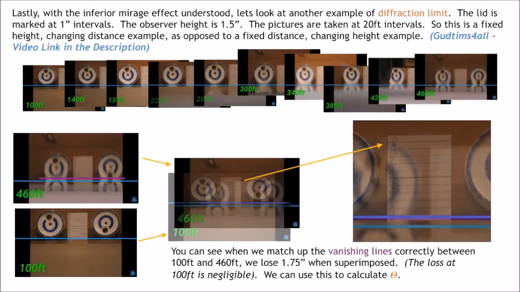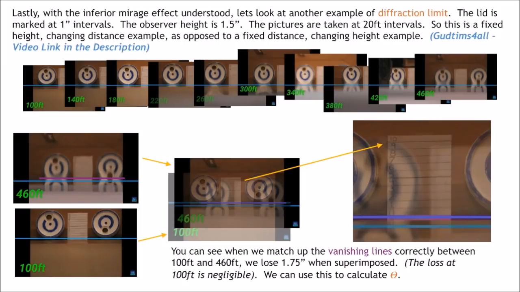Lastly, with the inferior mirage effect understood, let's look at another example of diffraction limit. The lid in this example in a warehouse is marked at 1-inch intervals. The observer height is 1.5 inches. The pictures are taken at 20-foot intervals. So this is a fixed height changing distance example as opposed to a fixed distance changing height example. Again, video link in the description.